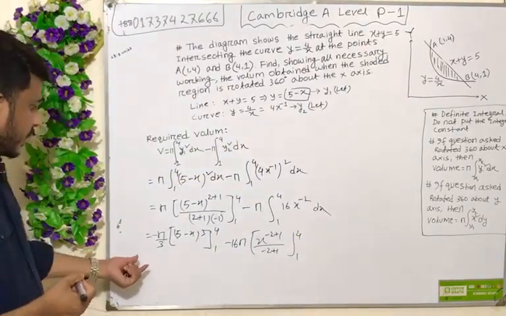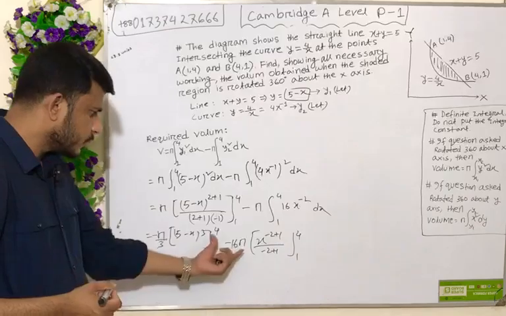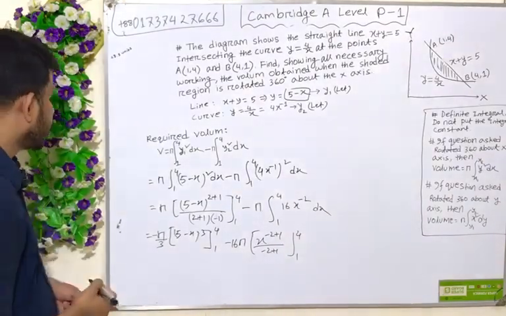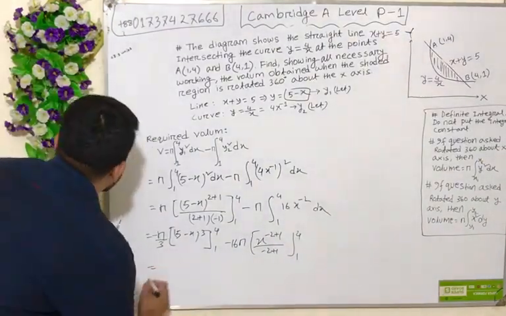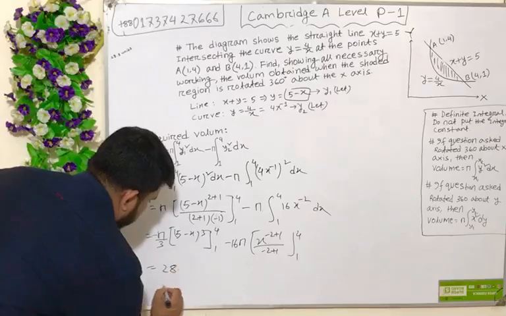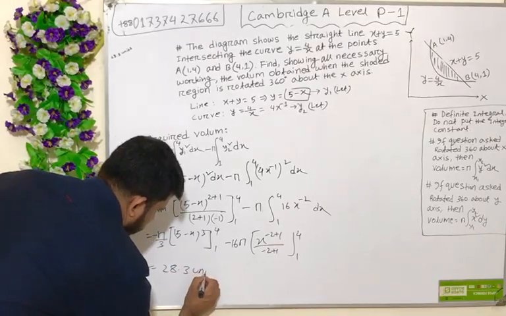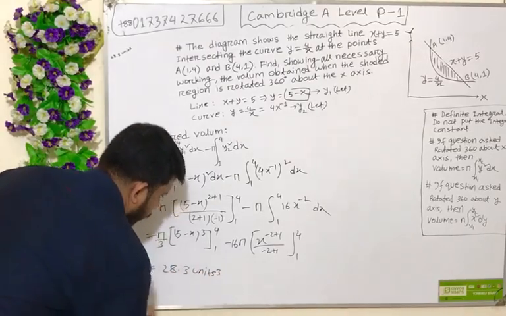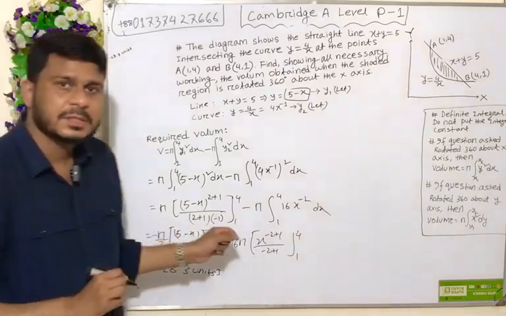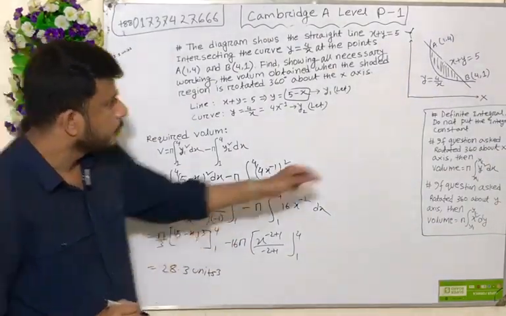Then if we calculate it, the total result will be like that, 28.3 units cube. So this is the volume of this shaded region.